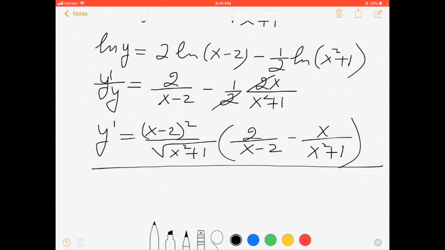It depends on what you use this derivative for. Maybe you need to simplify, maybe, but we found the derivative. You see, it's much easier than we thought before. Okay, some more examples.